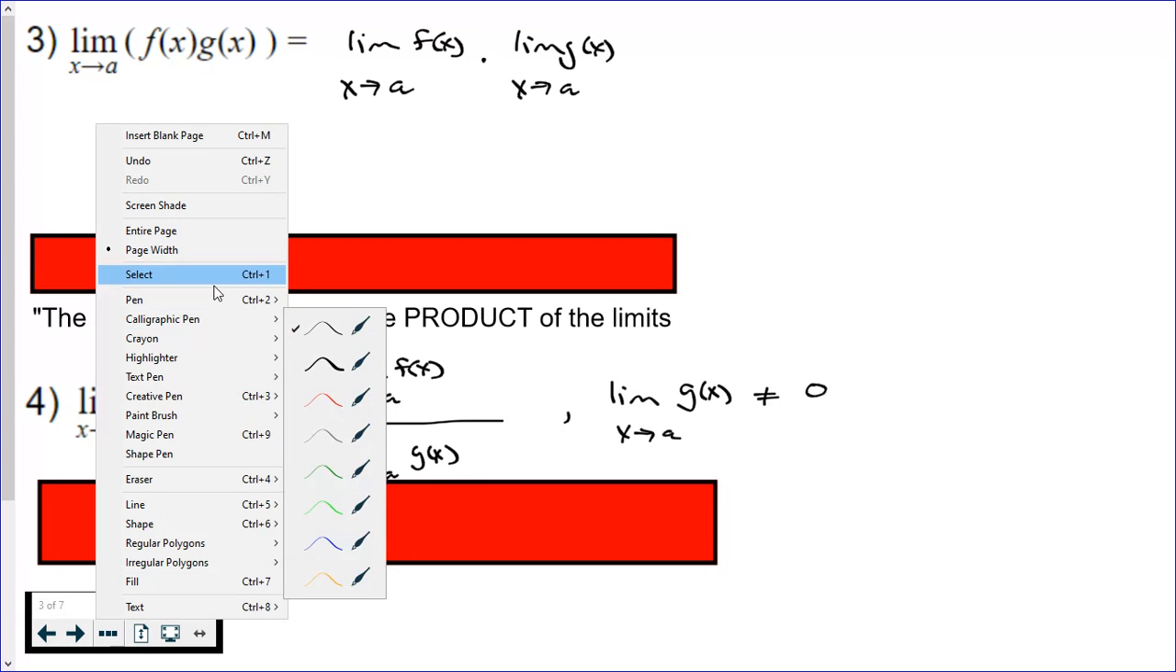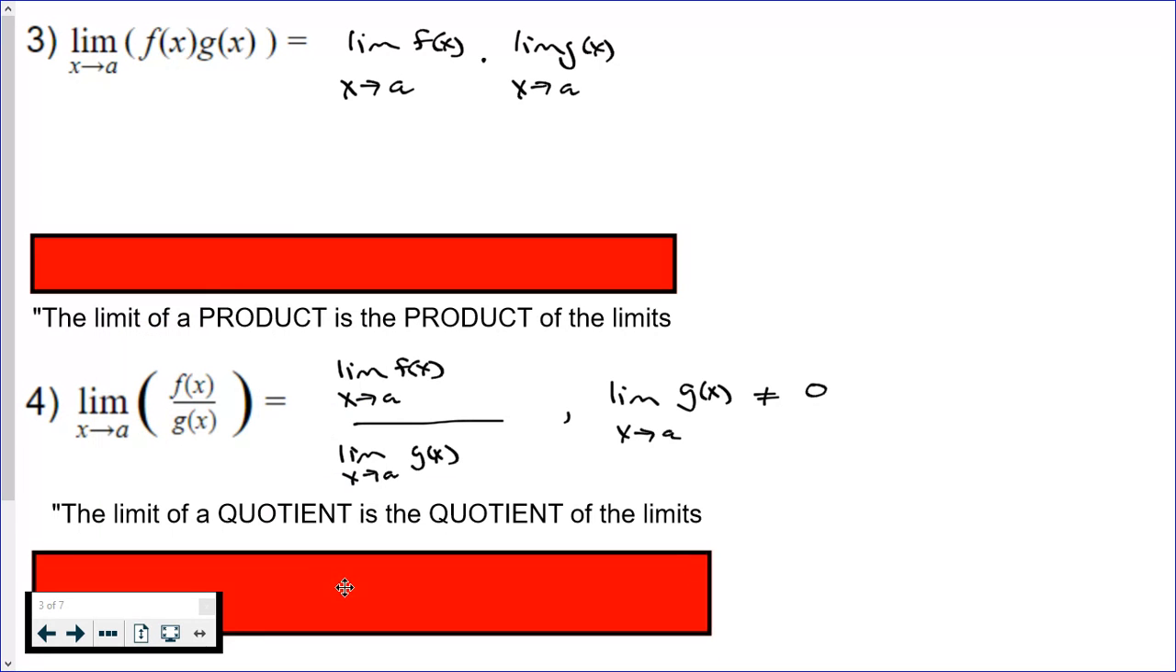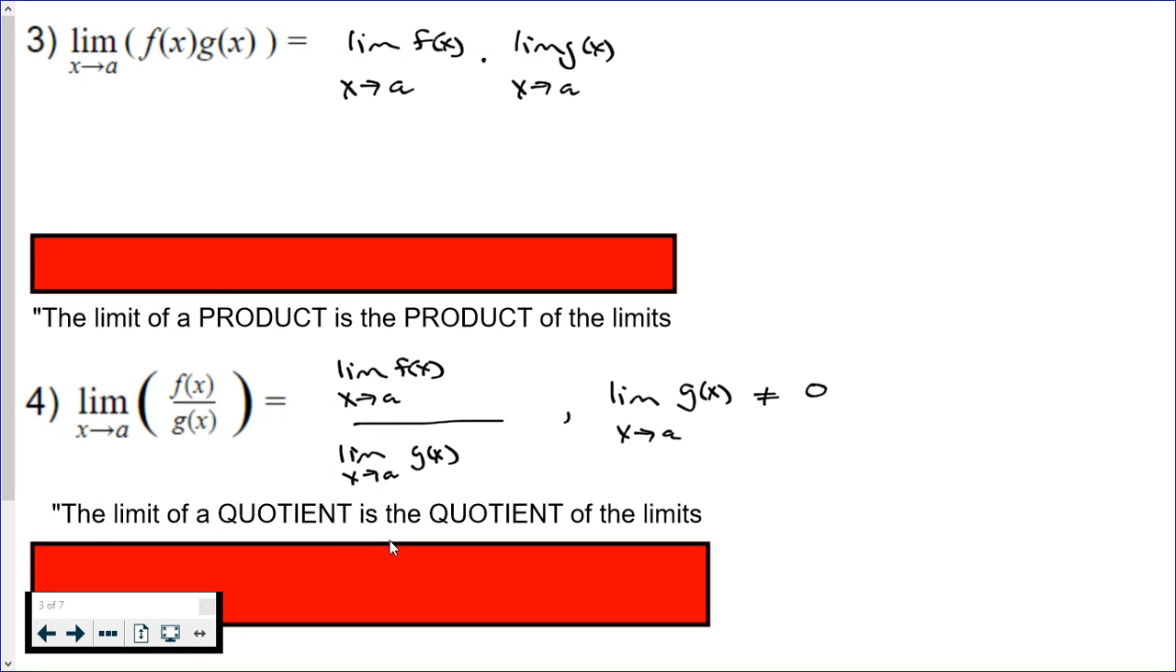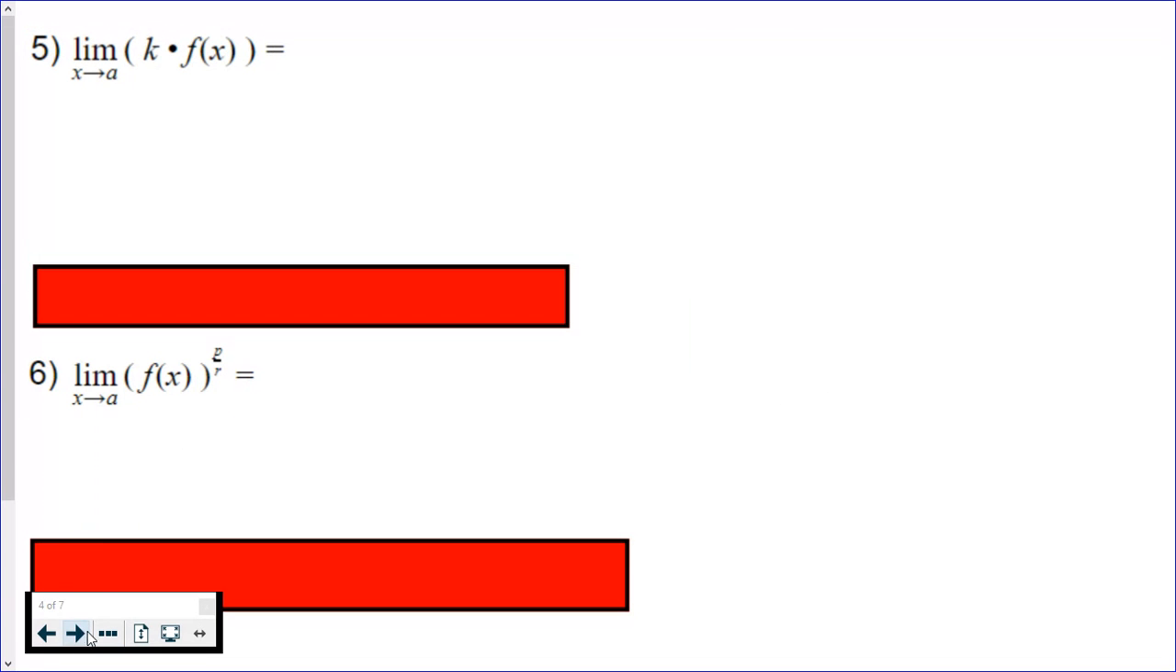All right, so again, if I'm looking at this, this is the limit of a quotient is the quotient of limits, right? So notice limit of a sum is the sum of the limits, limit of a difference is the difference of the limits, limit of a product is the product of the limits, limit of a quotient is the quotient of the limits. That's what I mean when I say limits behave nicely with these operations that we have. All right, next two are cool. Maybe a little weird, but same type of idea.